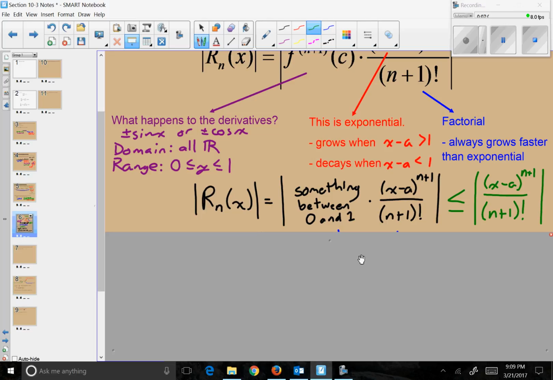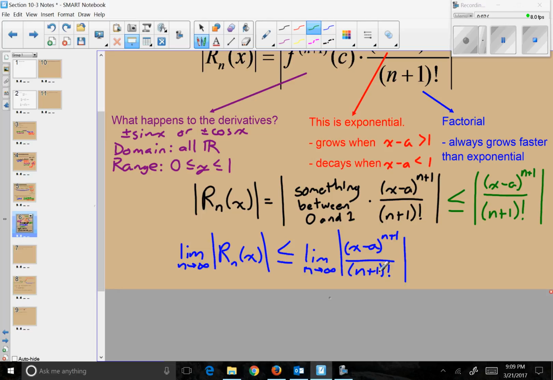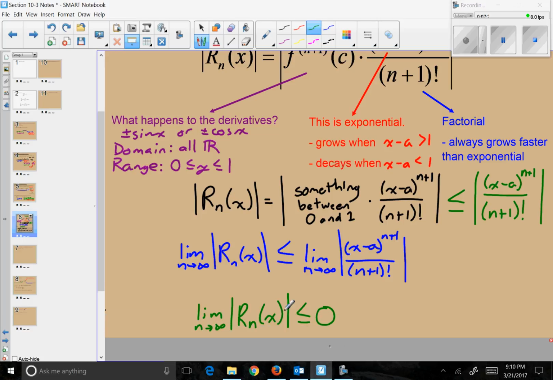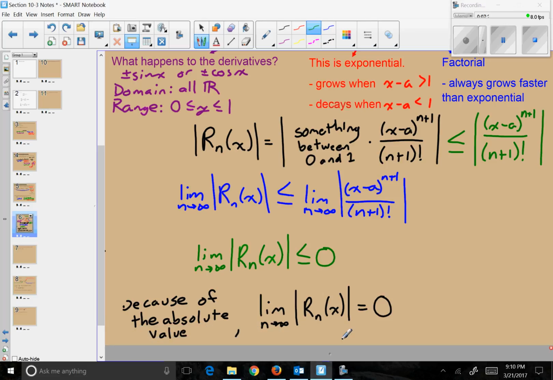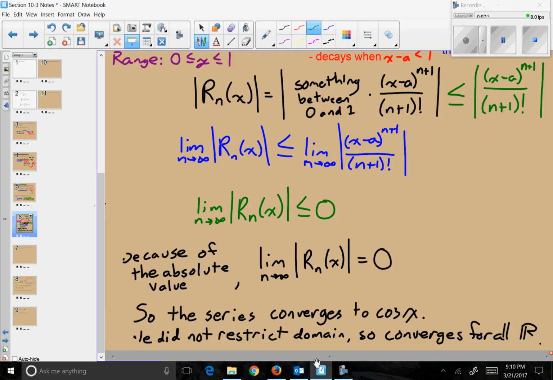And it's actually, if we think about it, that's what we're going to be doing, taking the limit of each side of this. Well, if we were on this side, we already said that factorials grow faster than anything. So it doesn't matter what x minus a is. N plus 1 factorial is growing faster, so that limit is going to 0. Since we're talking about absolute values, that forces our limit of the absolute value of the remainder to equal 0. Therefore, the series converges to cosine of x. And we did nothing to talk about the domain to restrict it, so this does converge for all real x.